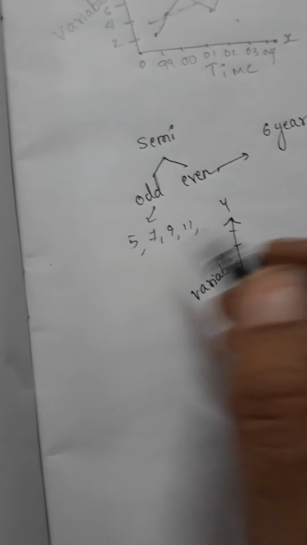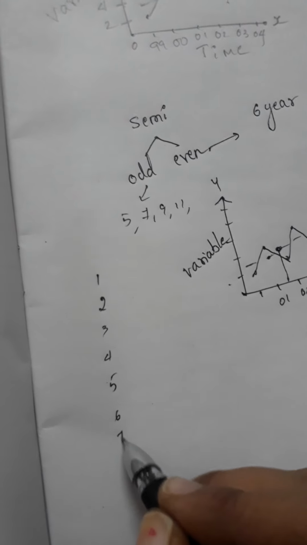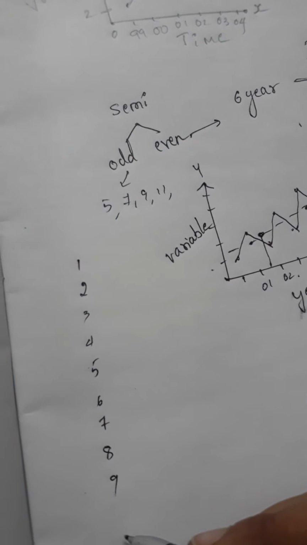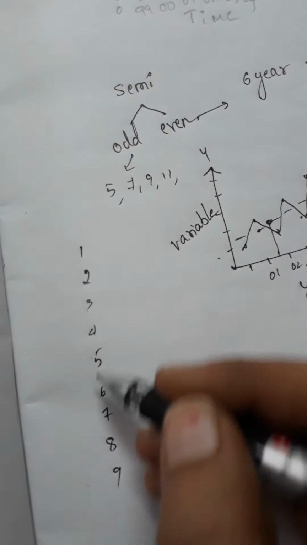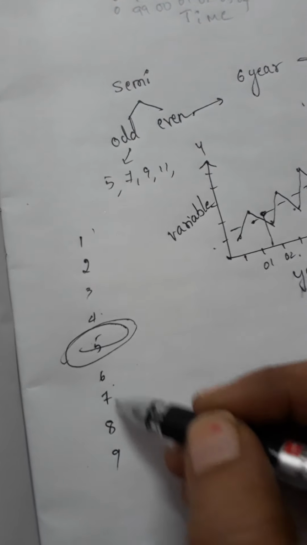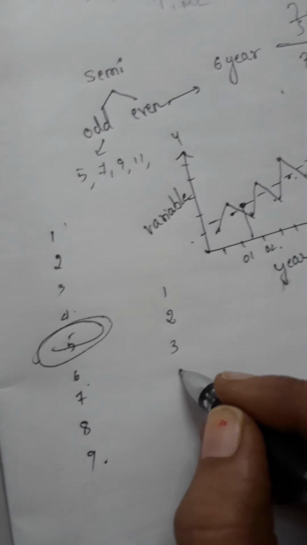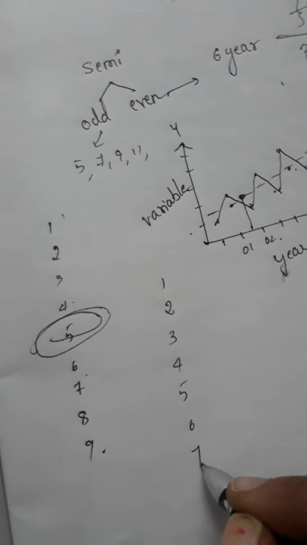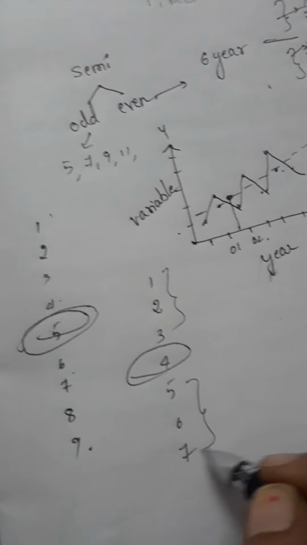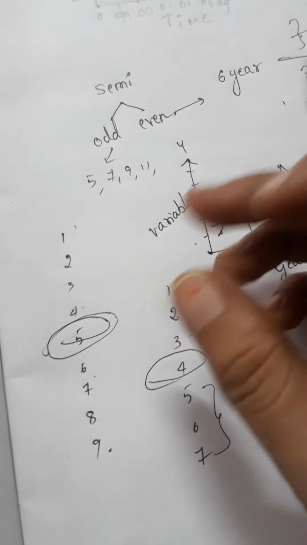If the information is odd, for example 1, 2, 3, 4, 5, 6, 7, 8, 9 years, then divide the years equally and leave the middle one. The middle one is the fifth one. Exclude the fifth one, add these 4 and add those 4. If they provided information of 7 years, 1, 2, 3, 4, 5, 6, 7, then leave the fourth item. Add these 3 and add those 3. If you are adding 3, divide by 3. If you are adding 4, divide by 4.